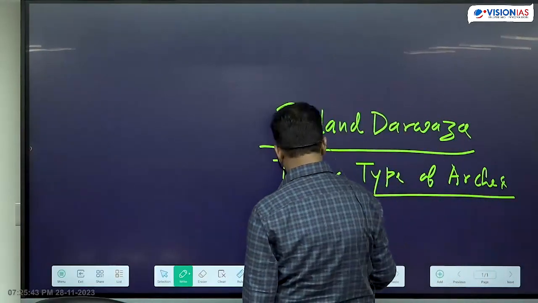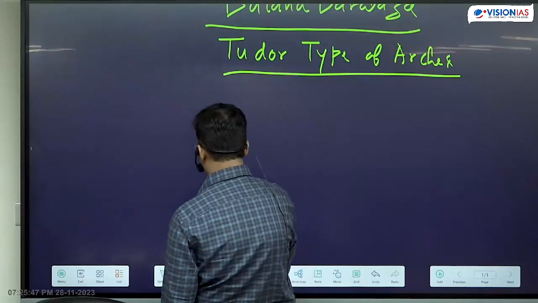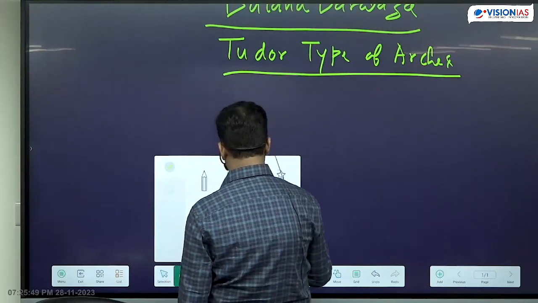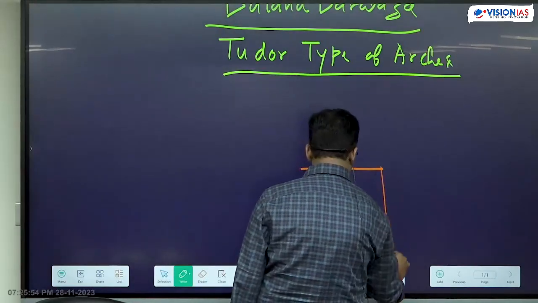So to understand this Tudor type of arches, create one image. So give me this little bit of time.